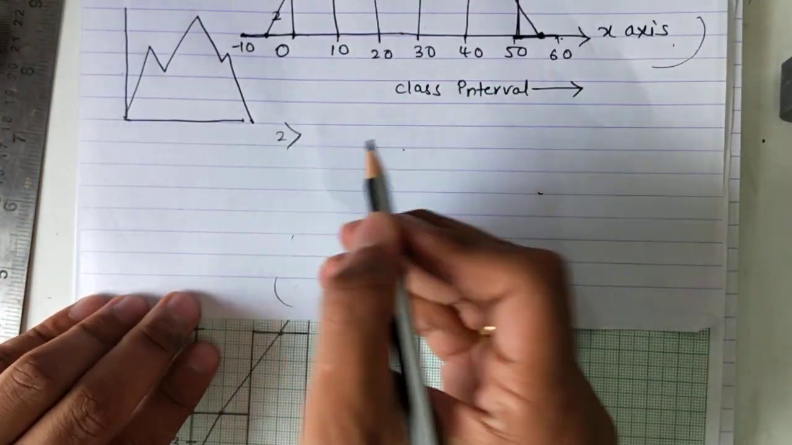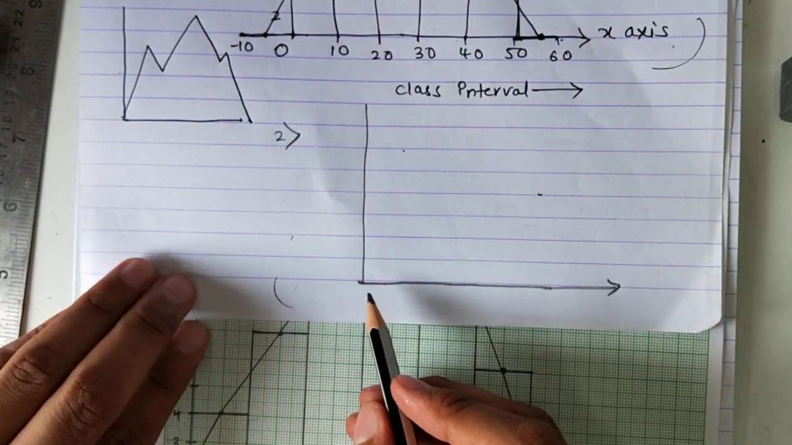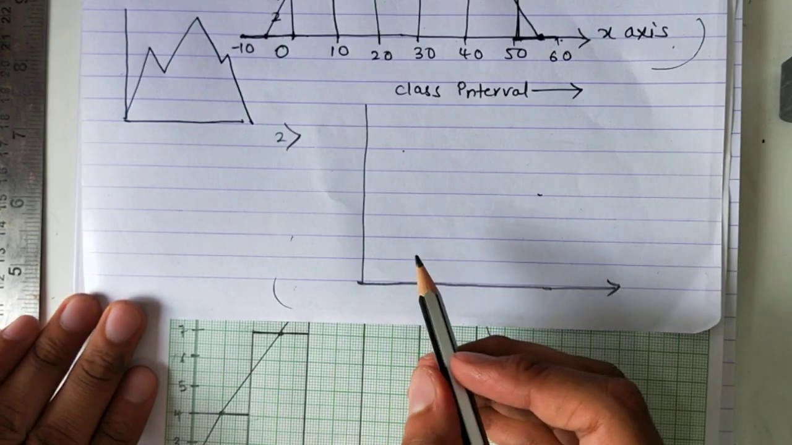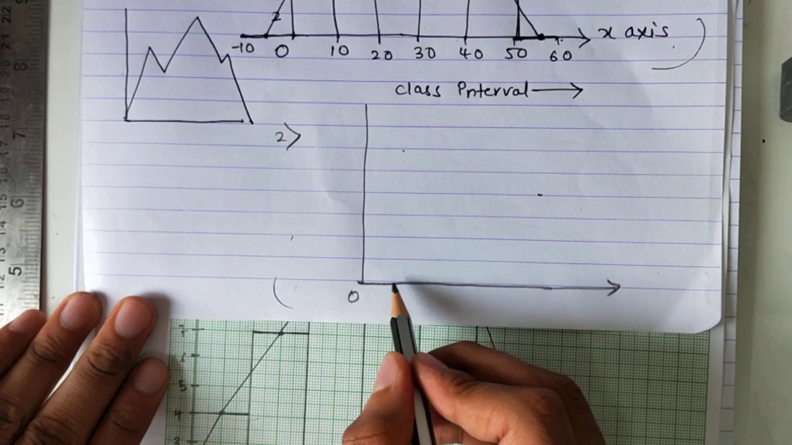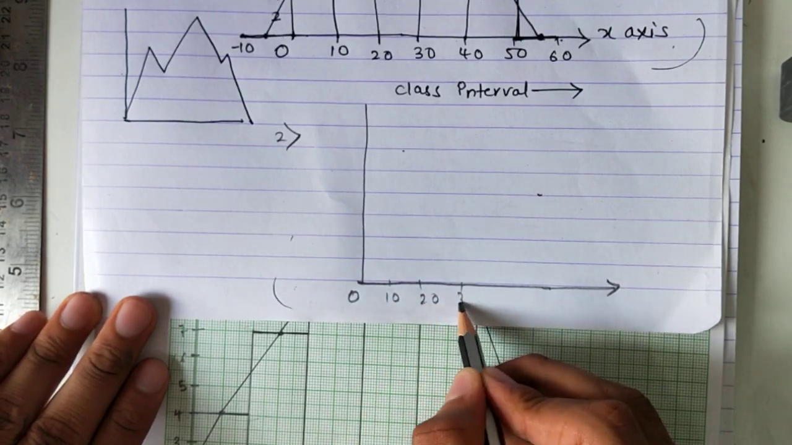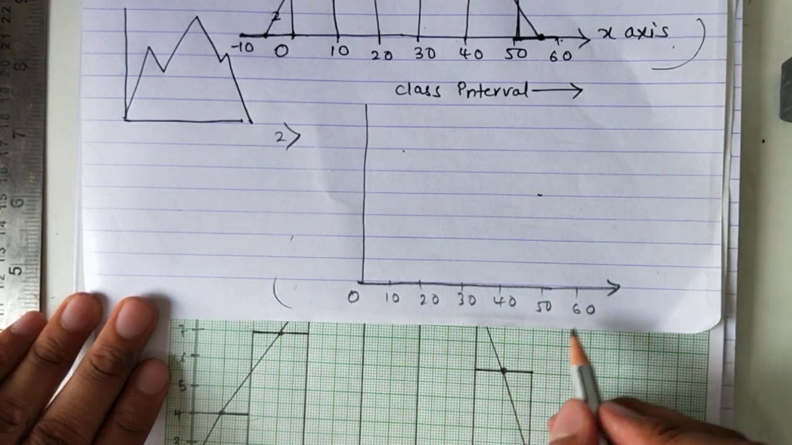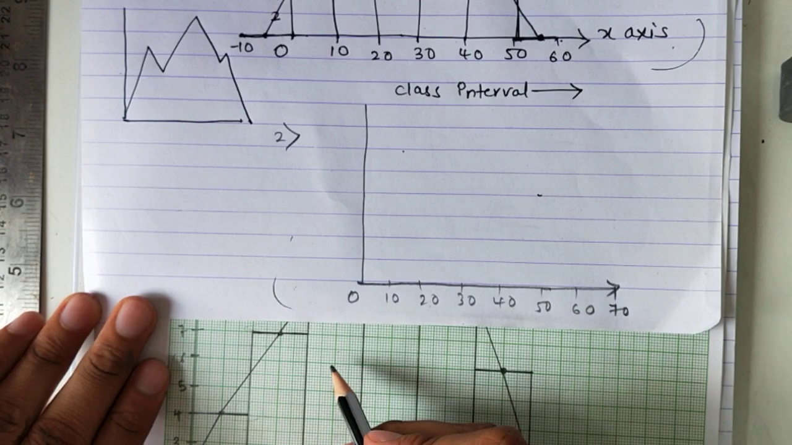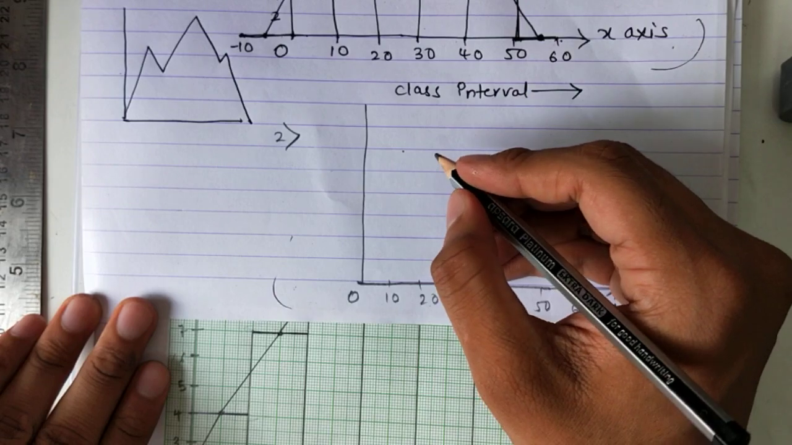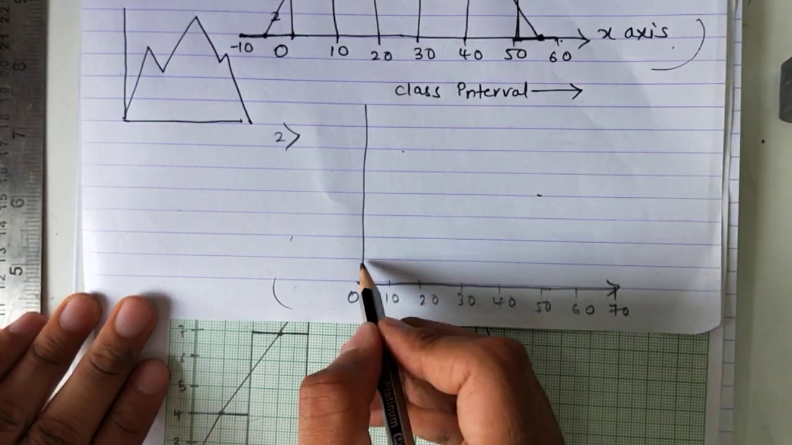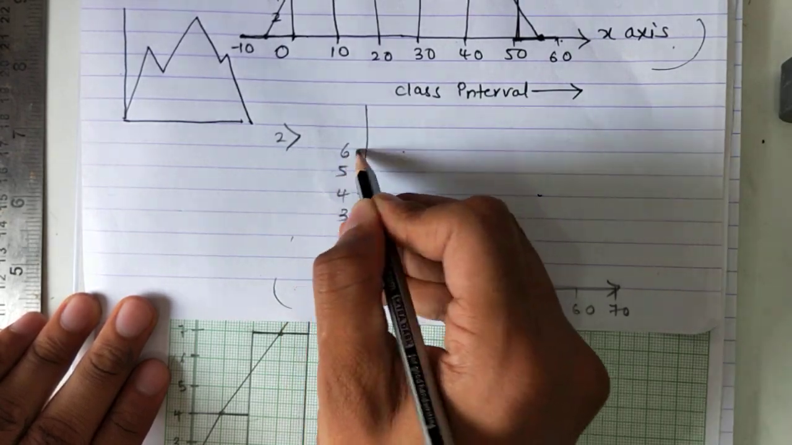The second question I will explain here how to do it. It's a very simple question. See the question, the intervals start from 10 to 20, 20 to 30, 30 to 40, correct? So you mark a 0 here, then 0 to 10, 20, 30, 40, 50, 60, and mark one extra, 70. In the frequency, the maximum value is 6. So 1, 2, 3, 4, 5 and 6.